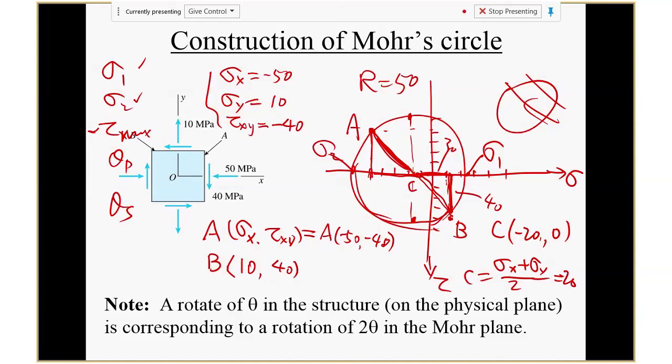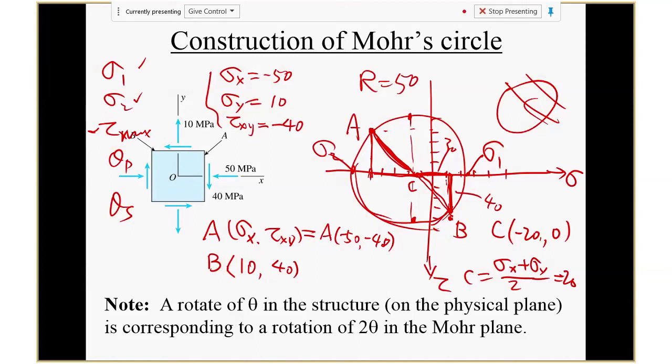Now, if R equals 50, what's the maximum shear stress? 50, right? Now, what's sigma 1? 30. How do you get 30? You start with the center, negative 20, then you plus R, 50, so you end up with 30. Okay, now what's sigma 2? Negative 70. Okay, now the last question, or the most challenging question.